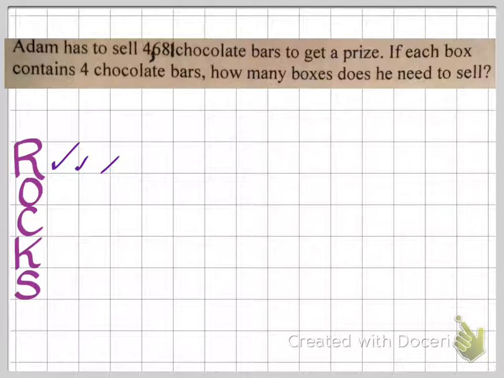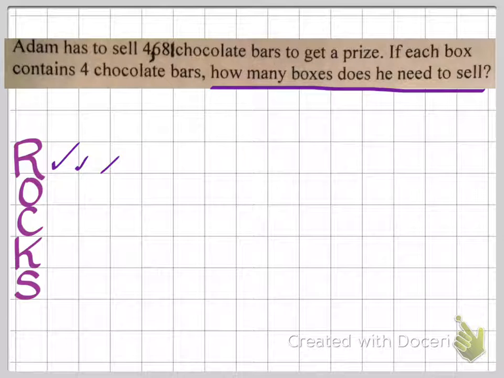Alright, so hopefully you read it 2 more times by yourself, and then we look at the O. O stands for only underline what they're asking. And they are asking what? How many boxes does he still need to sell? Good job. And then a little check mark. Now go ahead and circle what you know you need. Start from the beginning, so pause me and do that.